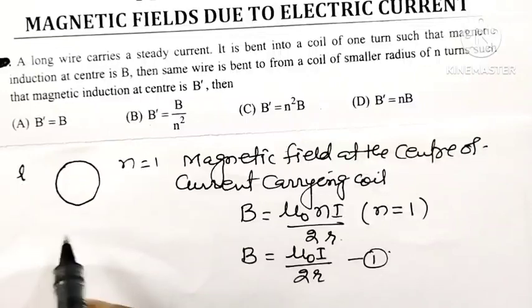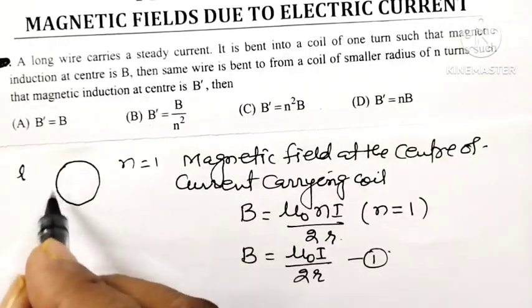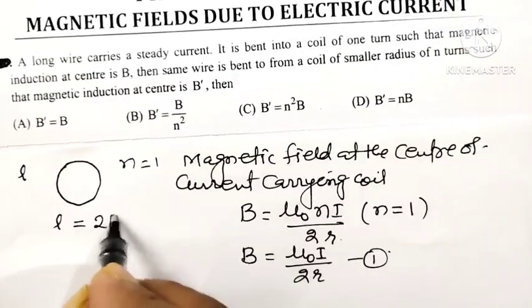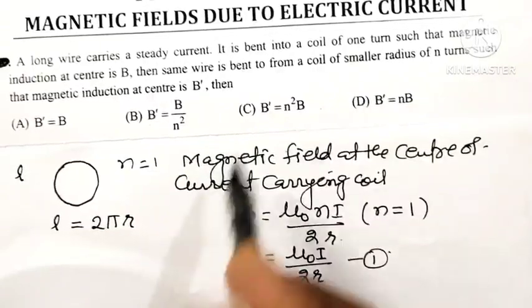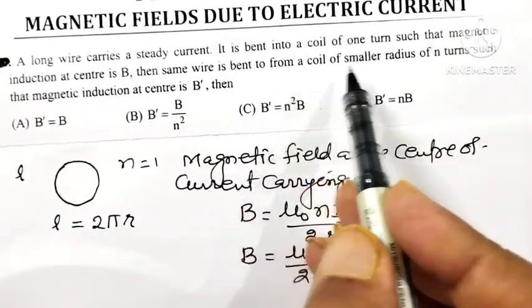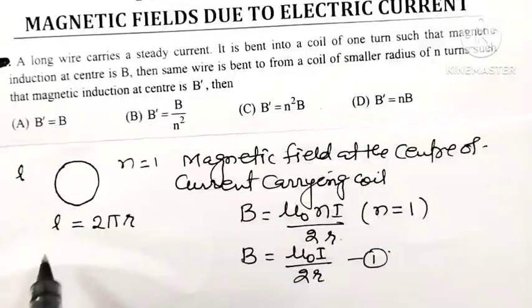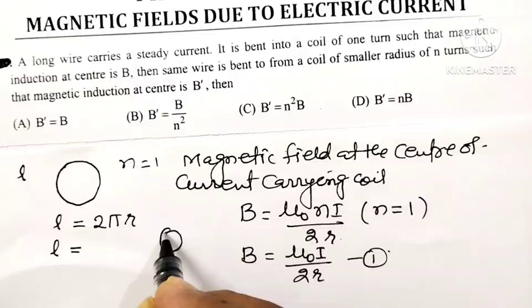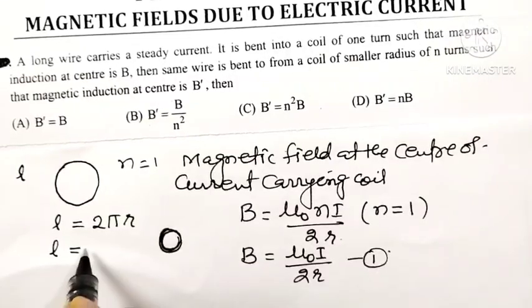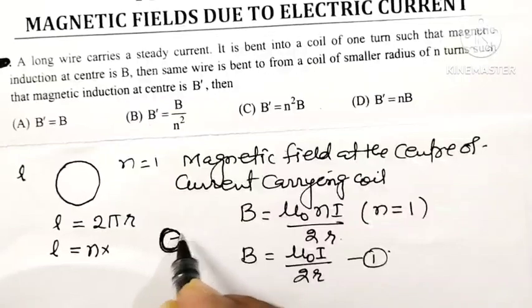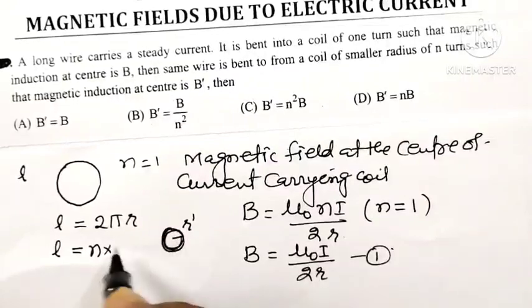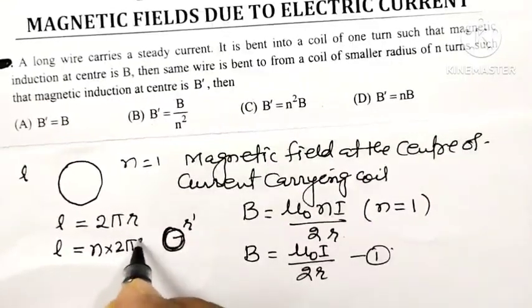Means here original length of wire is L, and when it is bent into a coil of single turn, the length of wire is equal to circumference of circle 2 pi r. Same wire is used to convert into coil of smaller radius of N turn, means length of wire is same. Now how many turns are there? Instead of single turn, now we will have N number of turns of coil. So number of turns multiplied by, let the radius of each of these small turns be r dash, so the circumference of each turn is equal to 2 pi r dash.